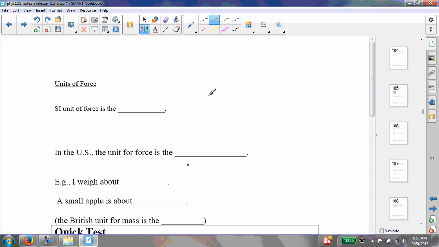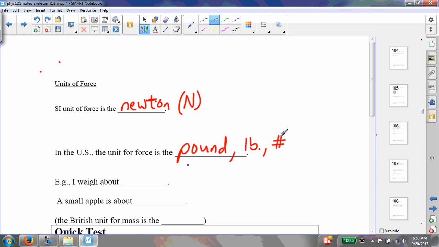Now, when I'm looking at the units of force, the SI unit of force is the Newton. When I abbreviate units that are based on people's names, as this one is, Isaac Newton, it's abbreviated with a capital letter. In the United States, of course, the unit for force is the pound, which for reasons unknown to me is abbreviated LB, or sometimes you see a number symbol as the unit for the pound.